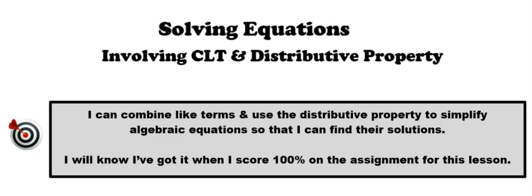In this lesson, we're going to be working on solving algebraic equations that are going to involve combining like terms and the distributive property. In other words, simplifying the equation and then solving the equation. The learning target: I can combine like terms and use the distributive property to simplify algebraic equations so that I can find their solutions. I will know I've got it when I score 100% on the assignment for this lesson.